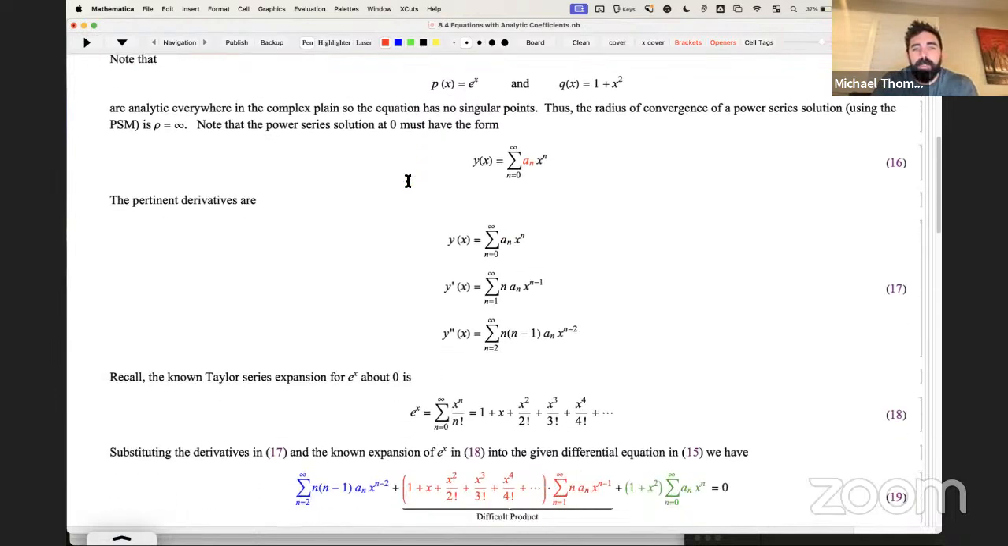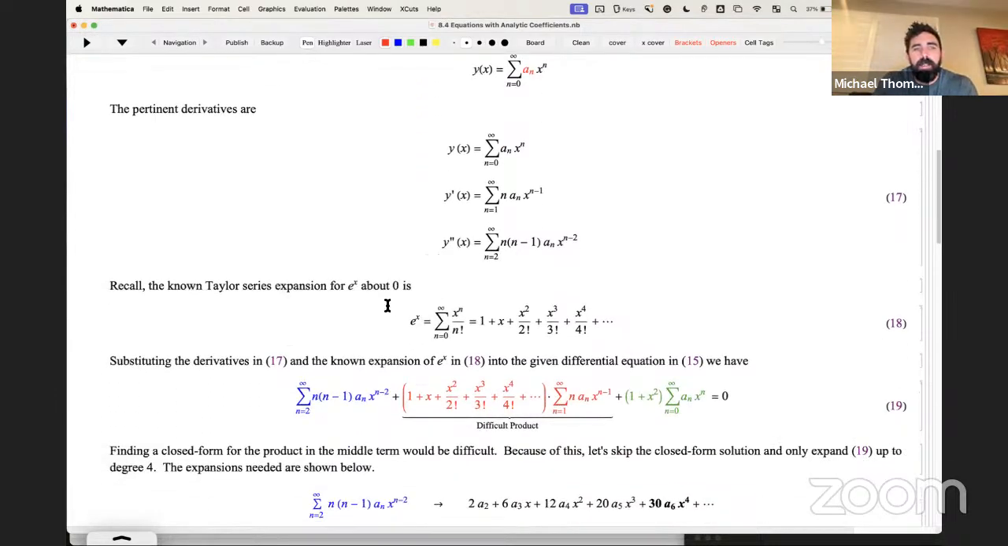Actually, it's a known power series expansion. We could look this up in our table. There it is expanded out, and there are no qualifiers on it, so it's good everywhere from negative infinity to infinity. So we're also going to substitute this in. If we substitute all the derivatives, and substitute this in for e to the x into the differential equation, there's what we get.